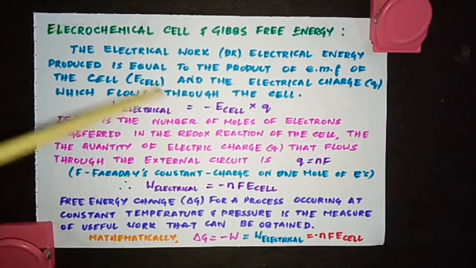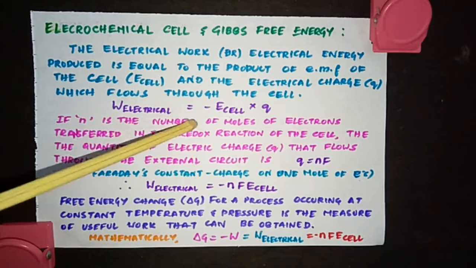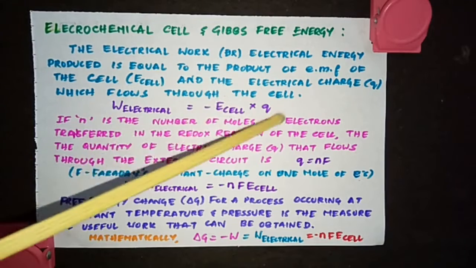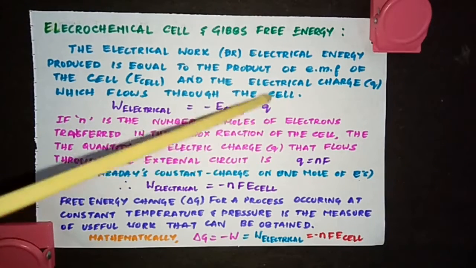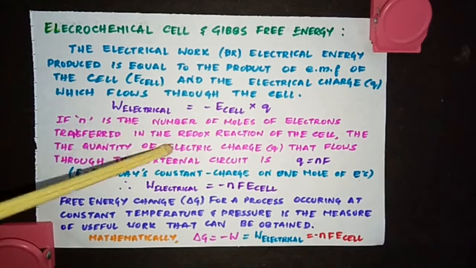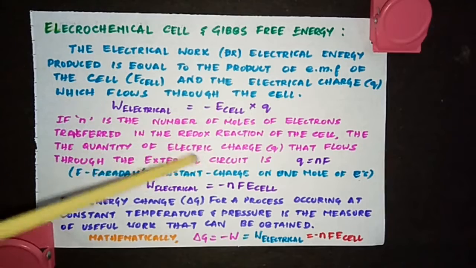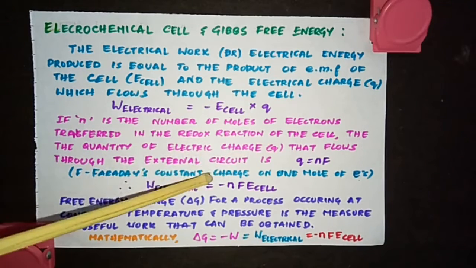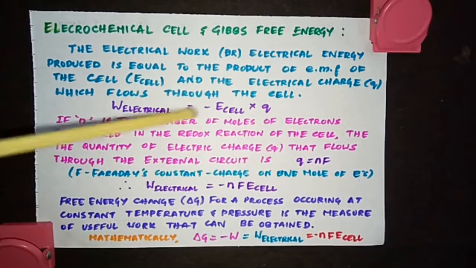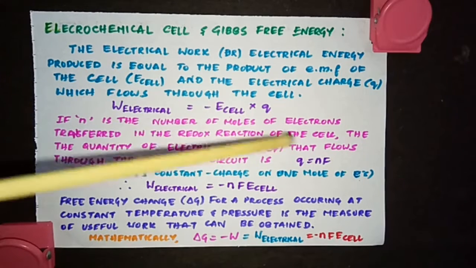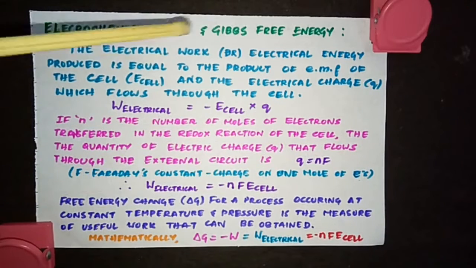So what is this W? It is the electrical work or electrical energy produced, and that is equal to the EMF of the cell, and this is the electrical charge which flows through the cell. And now what is this Q? How to represent this Q? If n is the number of moles of electrons transferred in the redox reaction of the cell, the quantity of electric charge that flows through the external circuit is given as Q is equal to nF. n is the number of electrons that is transferred during the redox reaction and F is the Faraday, and it is nothing but the charge of 1 mole of electrons.